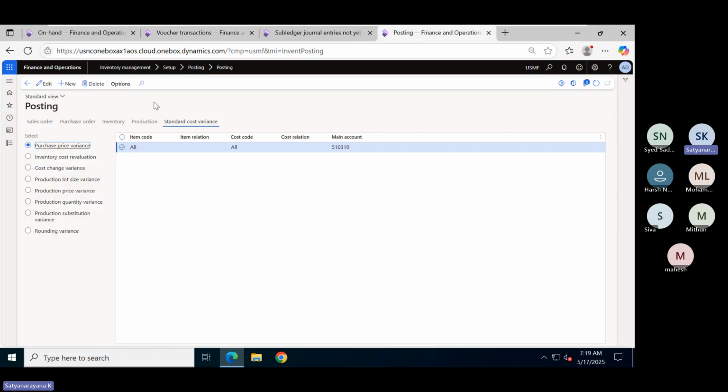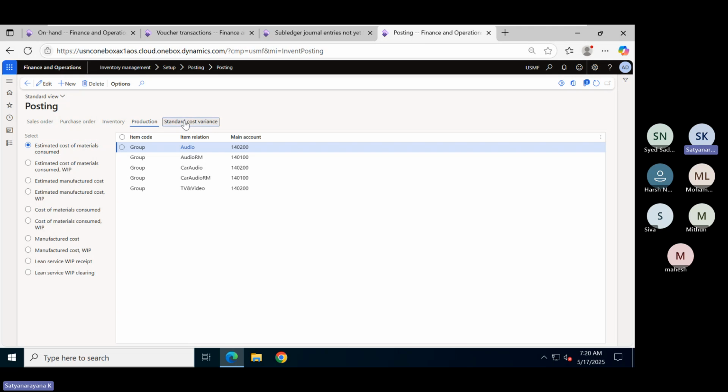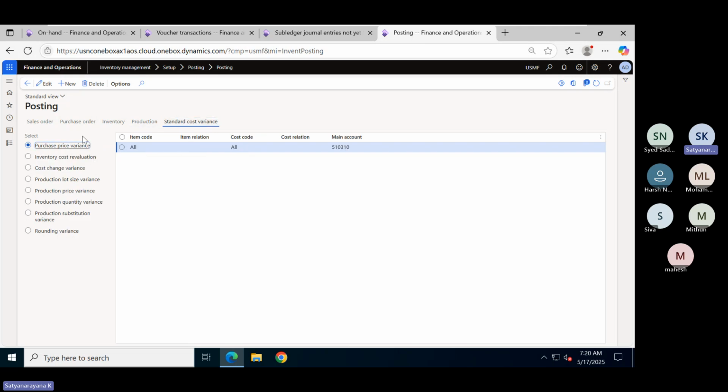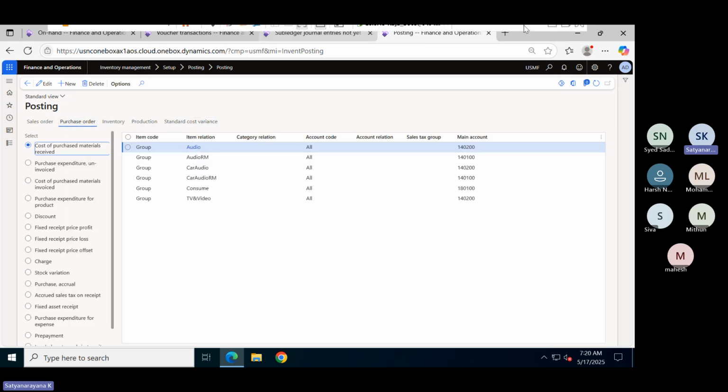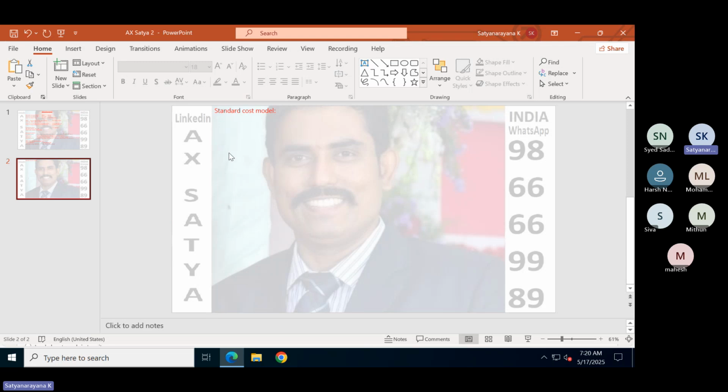If it is a standard cost method, you need to understand all of this: purchase price variance, inventory cost evaluation, cost change variances, production lot size variances. All these things you need to understand if it is standard cost model. Otherwise, this tab is not required. If it is a FIFO, LIFO, weighted average method, no need for that form.